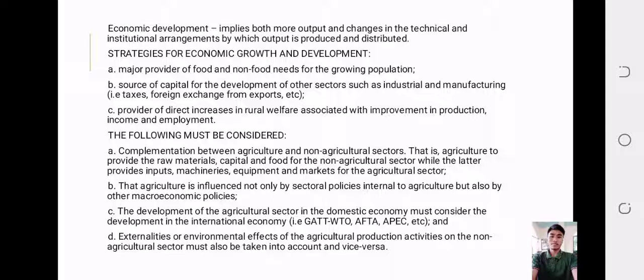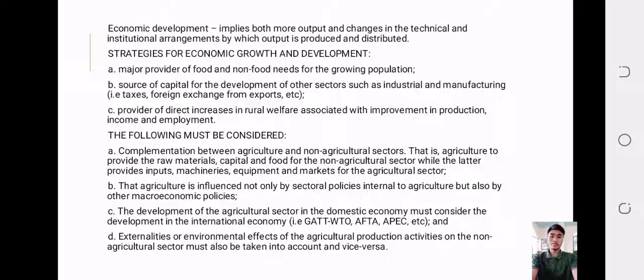A major provider of food and non-food needs for a growing population. A source of capital for the development of other sectors, such as industrial and manufacturing. Provides direct increases in rural welfare associated with improvements in production, income, and employment.